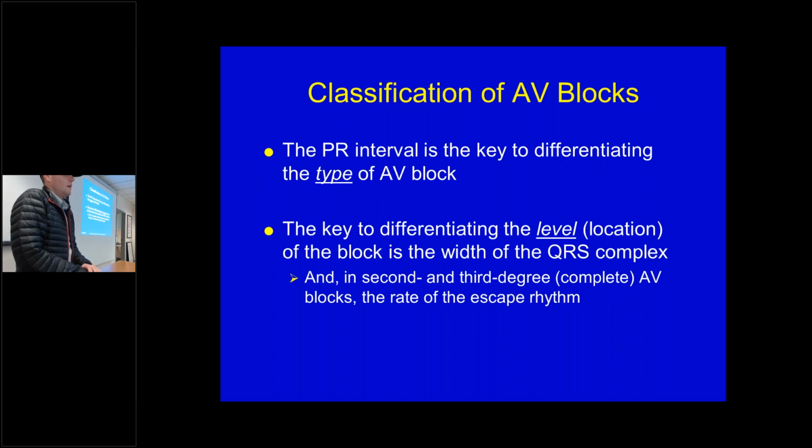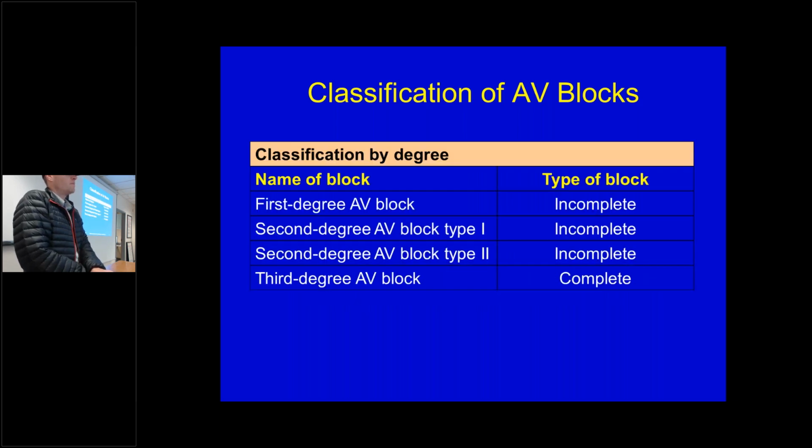All right? So the key to differentiating the level or type of the block is the width of the QRS complex, which becomes evident in the second degree AV blocks. There's second degree type 1 and 2, and we'll talk about that, but one has a narrow and one has a wide QRS complex, and that's how you differentiate that one.